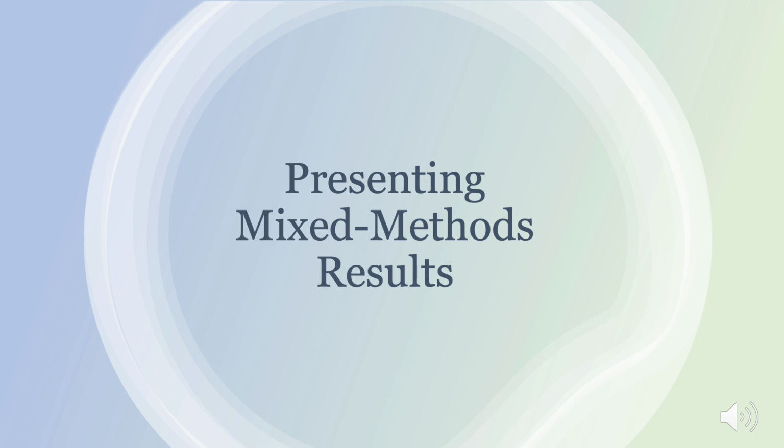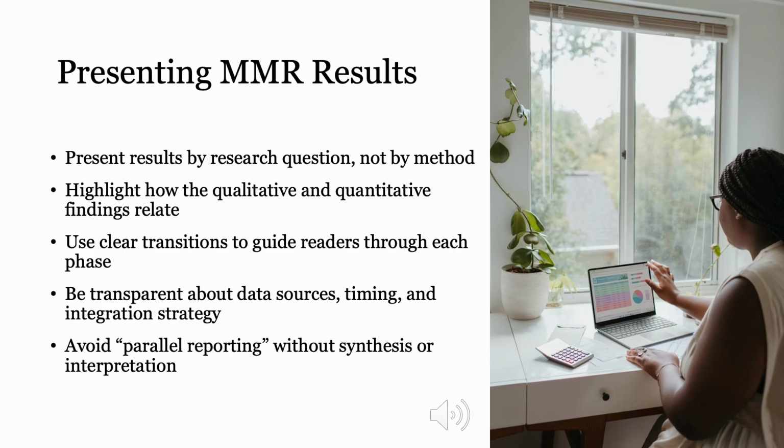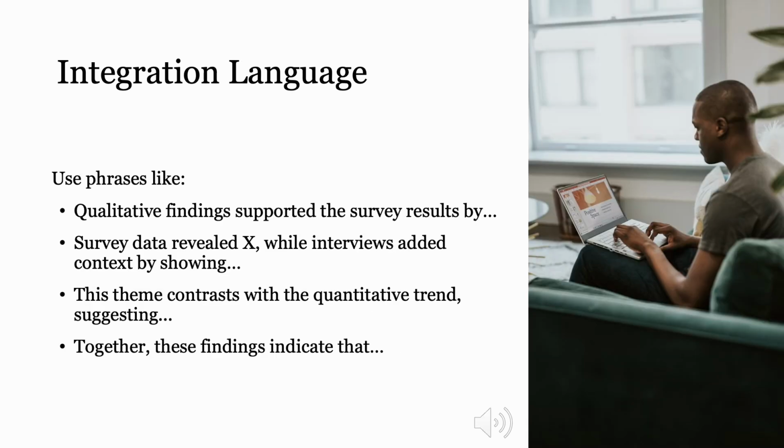Once you have collected and analyzed your data, the next step is to present your results in a clear and integrated way. In mixed methods research, results are organized and presented by your research question, not by method. This helps your audience see how the different data sources address the same issue. Be sure to explain how your qualitative and quantitative results relate and use clear transitions to guide your reader through each phase. Avoid simply reporting each method separately without drawing any connections between them.